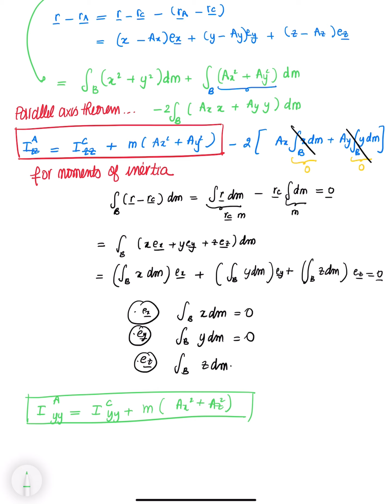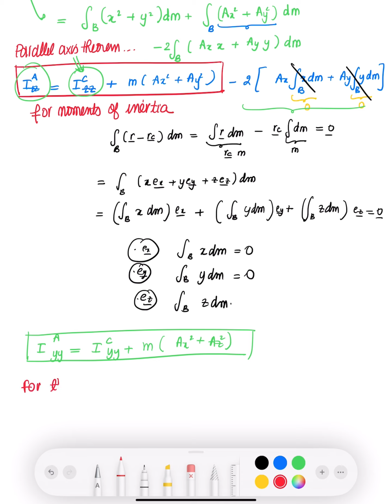Remember, the parallel axis theorem can only be applied between the center of mass and some other point where the axes are parallel. The center of mass always needs to be here. We cannot put any other random point. That's because this term only becomes 0 if x and y are measured from the center of mass. Now what about the parallel axis theorem for the products of inertia?